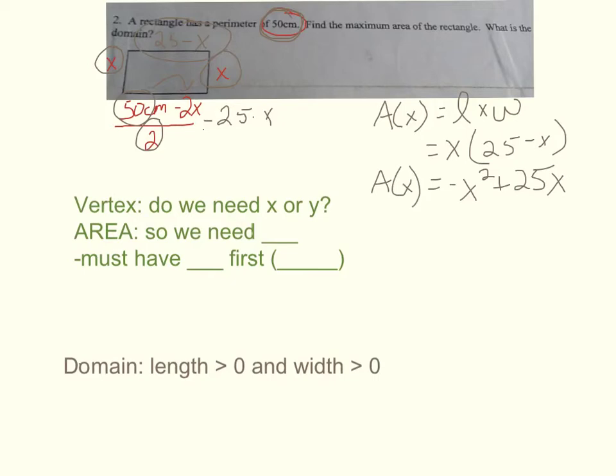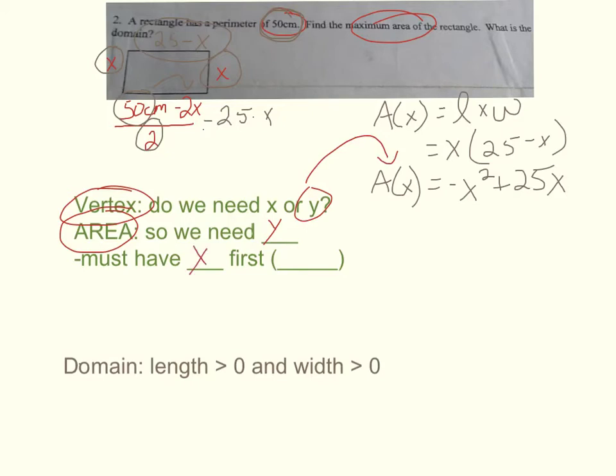Here's the question. To answer this question, they want the maximum area. Do they want the value of x that maximizes the area, or do they want the maximum area itself? They want the maximum area itself. So they don't just want the x value, they want the y value. Remember, y is the same thing as A of x, and that means area. But before you can have a y, guess what? You must have an x.